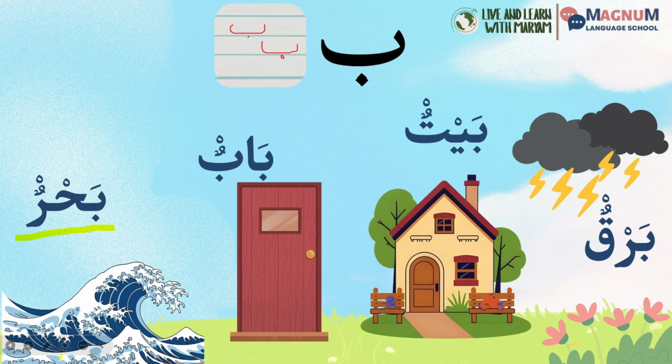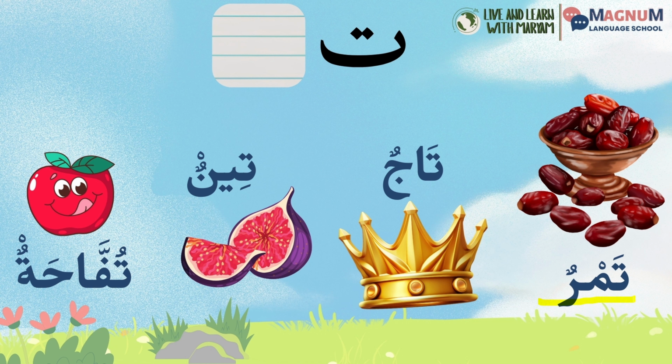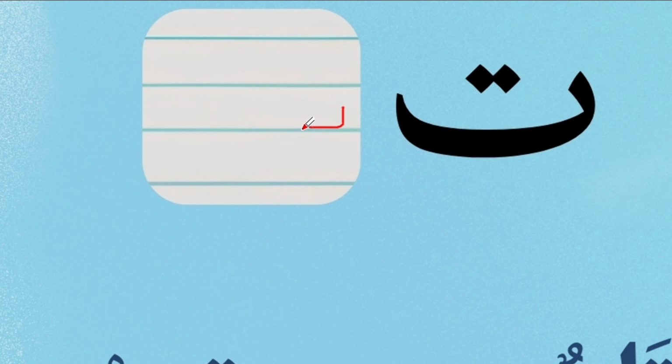Third letter is Ta. Ta for Tamrun. Tamrun means date. Ta for Tajun. Tajun means crown. Ta for Teen. Teen means fig. Ta for Tufaha. Tufaha means apple. How to write Ta? Exactly same as Ba, with two dots above it.